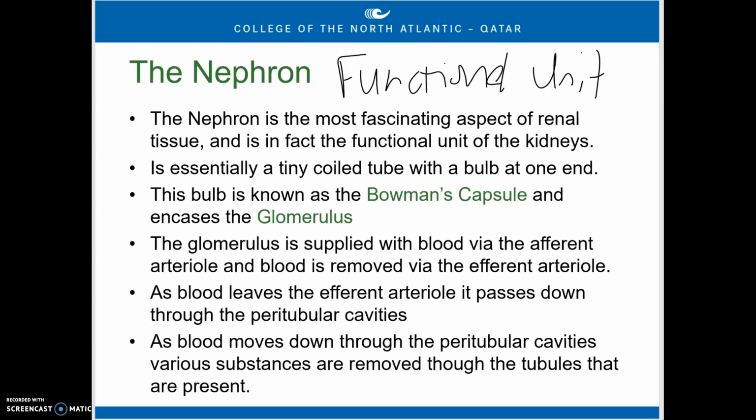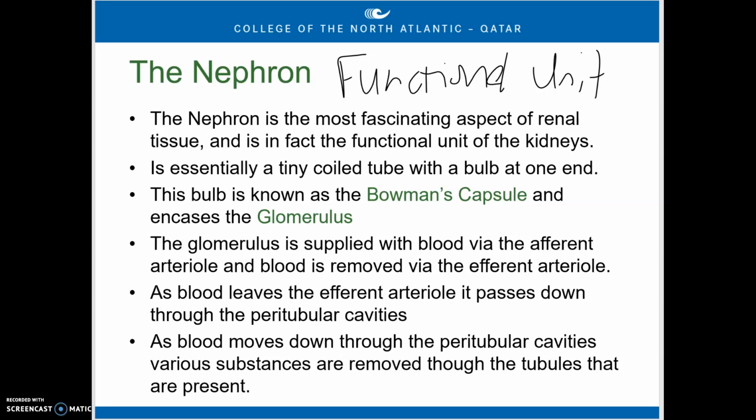Now, the glomerulus is supplied with blood via two different arterioles. The first one, the afferent arteriole, brings the blood in to the glomerulus where it's filtered. When the blood leaves the glomerulus, it leaves through the efferent arteriole, and it basically leaves with just cells and large proteins. Everything else that's in the plasma, most of the fluid, is going to be drained into the nephron.